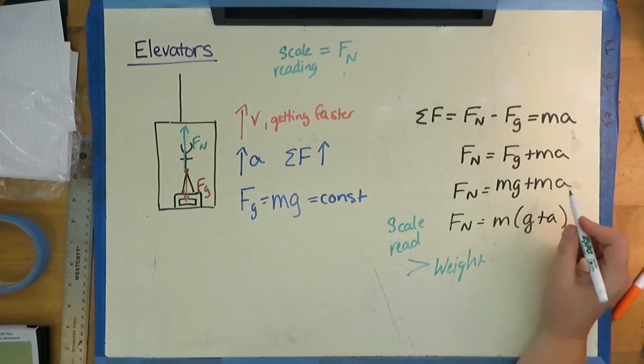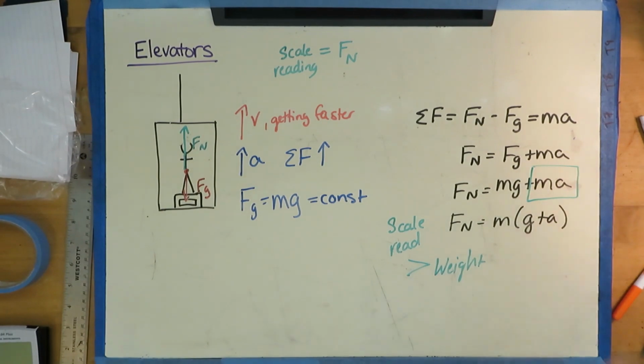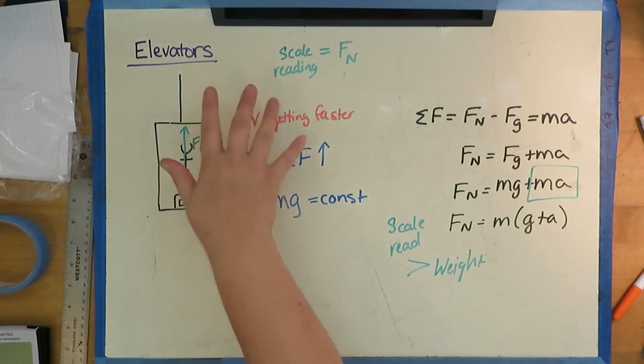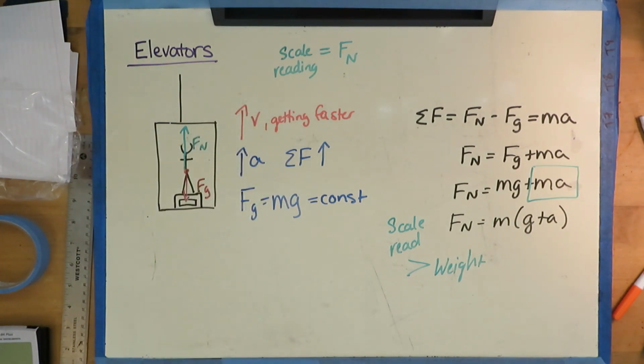And it's going to be larger essentially by the amount of mass times acceleration I have. So as my elevator is moving upwards and getting faster, my normal force is increasing. And as my acceleration gets larger and larger, the bigger the rate of change of that velocity, the bigger my normal force is going to be, and the more it's going to feel like that elevator is slamming up into me, giving me a feeling of bigger weight. So that's kind of what happens when the elevator is getting faster.